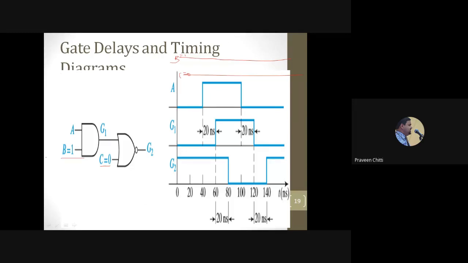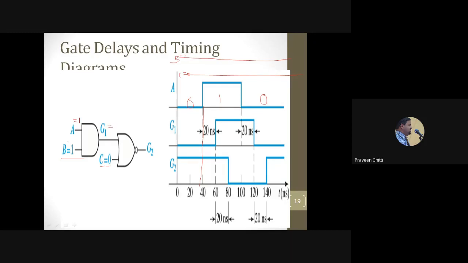B is equal to 1 throughout, C is equal to 0 throughout, right? They are fixed. But at time t equal to 40, here A is changing from 0 to 1. So input A is changing from 0 to 1. At what time is it changing? At 40 nanosecond, input A is changing from 0 to 1. So already B is 1. Now you have made A equal to 1.